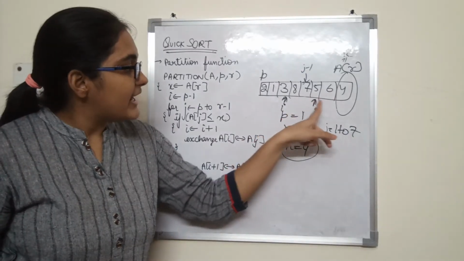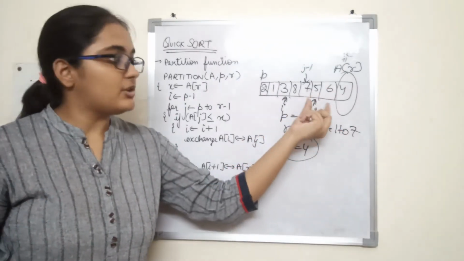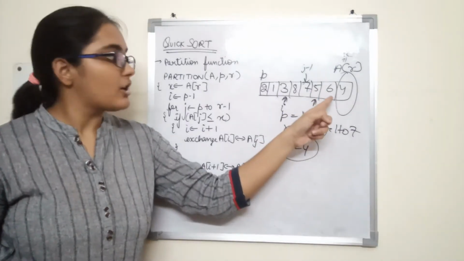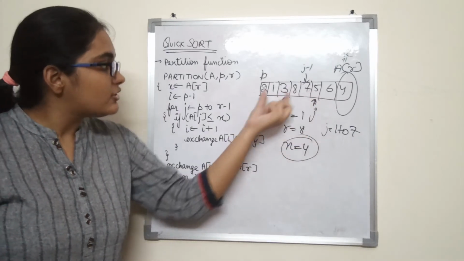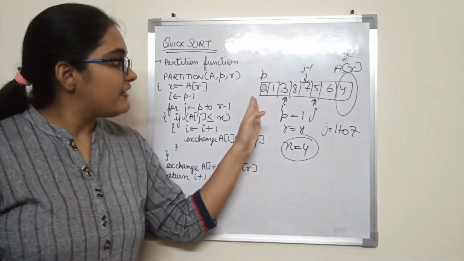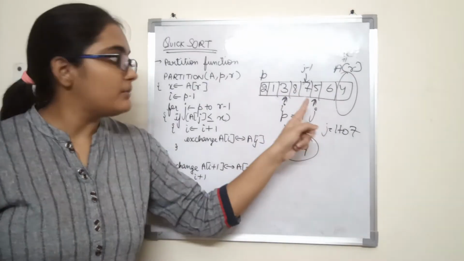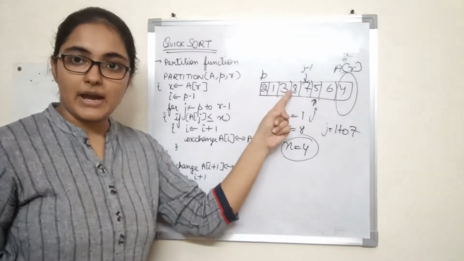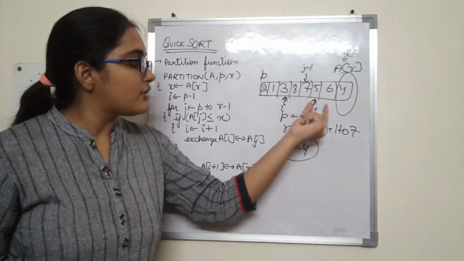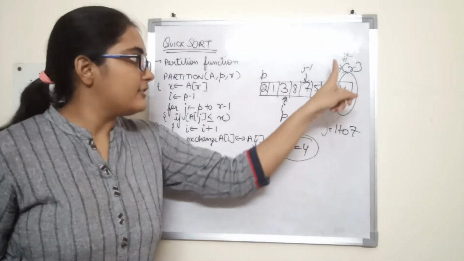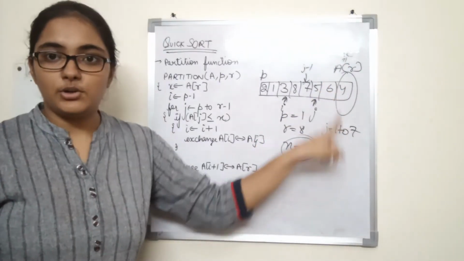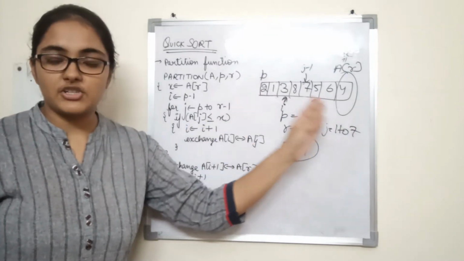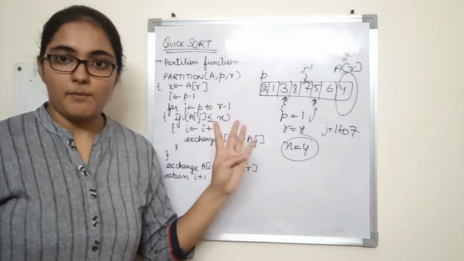And from j to r minus 1, these elements we have to examine. We have to examine 5, we have to examine 6. And accordingly, we have to place them in one of this group or this group, right? That is the third part. First part is from p to i, second part is from i plus 1 to j minus 1, third part is from j to r minus 1, and the fourth part is x equal to a of r, right? So that is how the partition function, as it runs, divides the array into 4 parts, right?